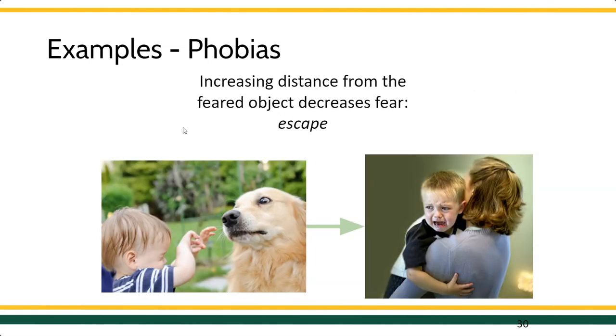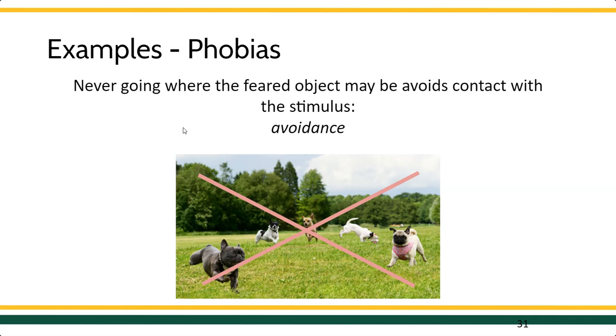So remember, we have escape, which is where you just do whatever you can to get away from the stimulus because it's already present. And you have avoidance, which is where you try to get away from environments that might have that stimulus so that you can prevent the stimulus from ever being delivered.